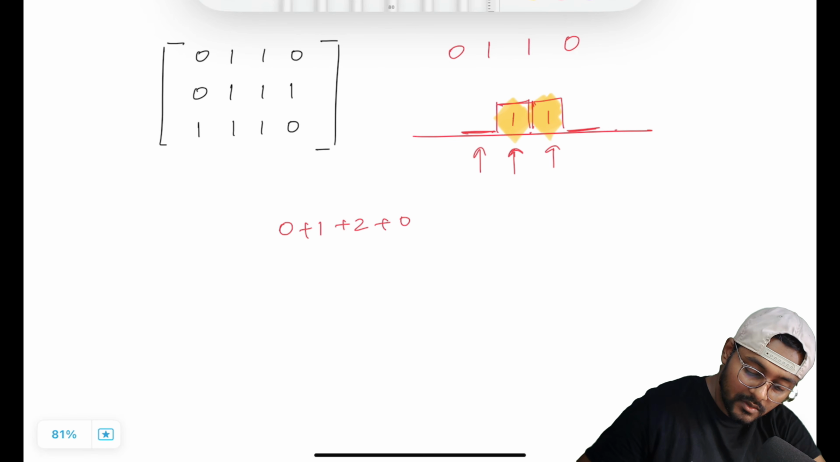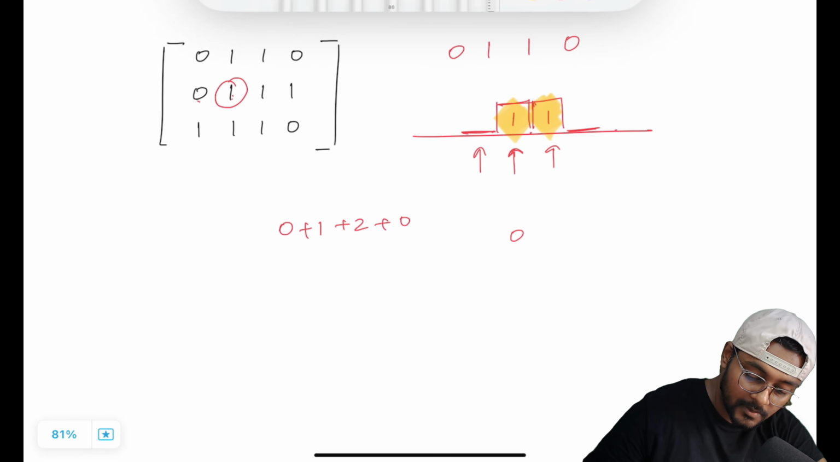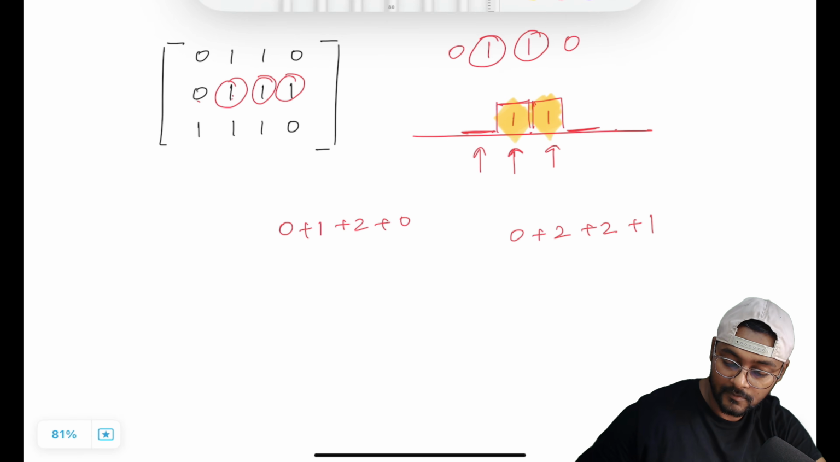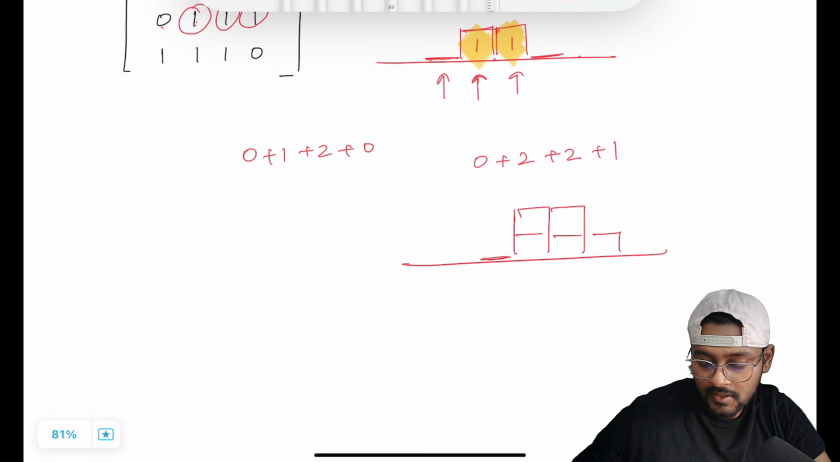For the second row, try to make the second row independent, and to make it independent, it is something like this: 0 1. If it is 1, check for the previous one. 1 plus 1, that is 2. This one plus this one, that is 2. This one plus 0, that is 1. So 0 2 2 and 1. 0 2 2 1.